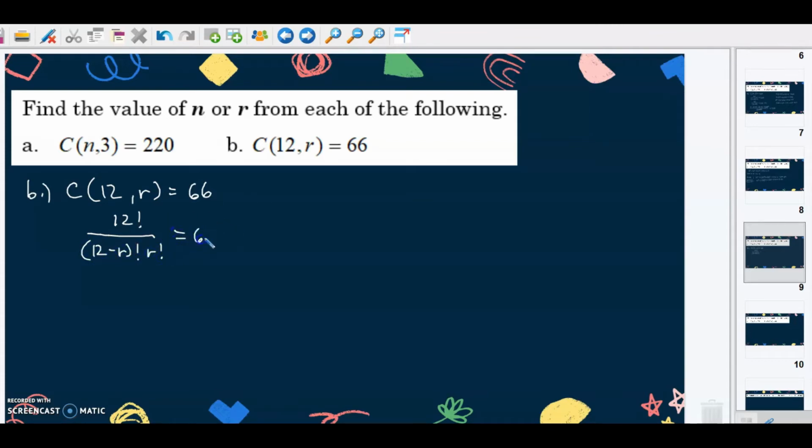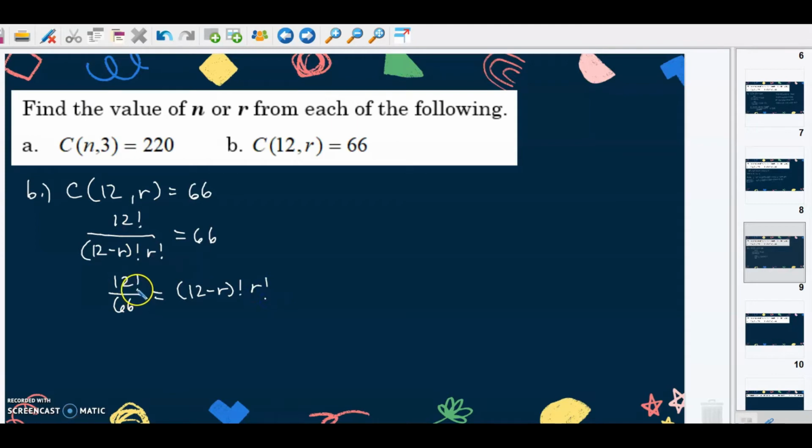is equal to 66. The next thing that we will do after simplifying the combination of 12 taken R is we're going to cross multiply so that we will have 12 factorial over 66 is equal to the quantity 12 minus R factorial.